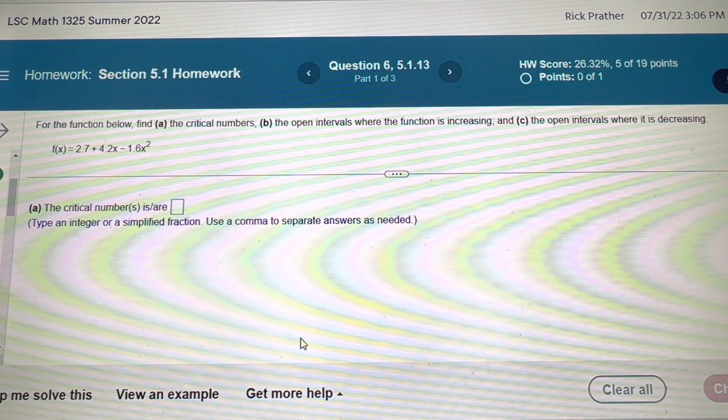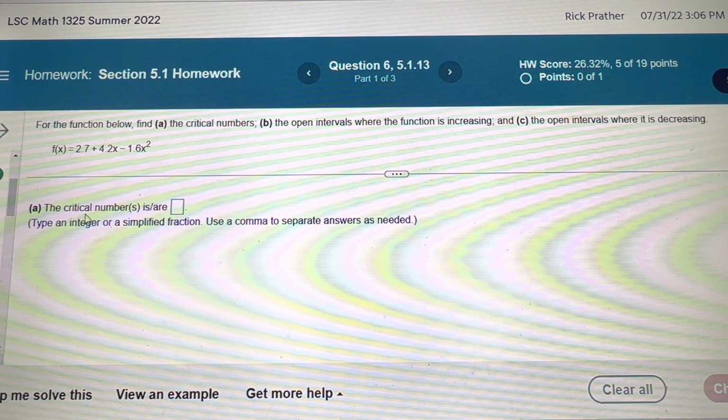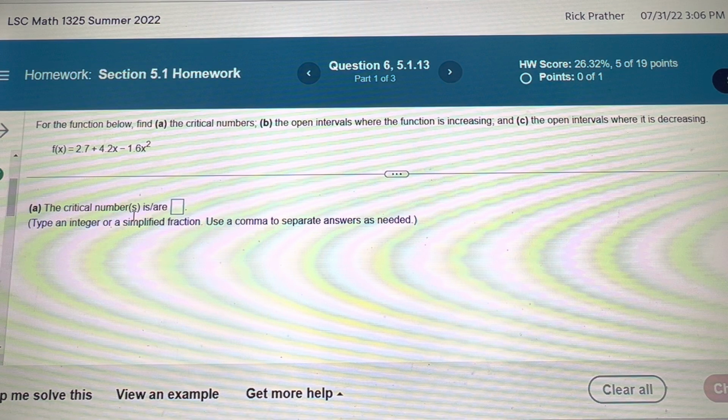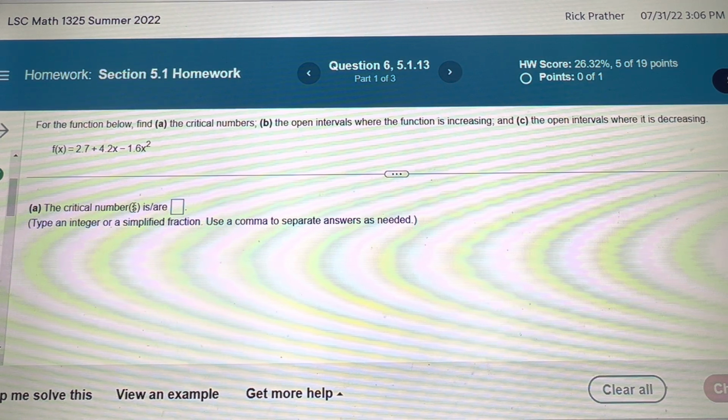So if we do this without a graph, the first thing to do is to find what they call the critical number or numbers. Critical numbers are anything that makes the derivative 0 or undefined, as long as it doesn't also make the original function 0 or undefined.